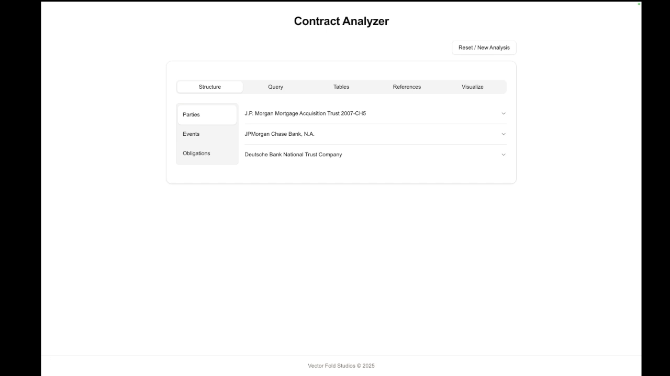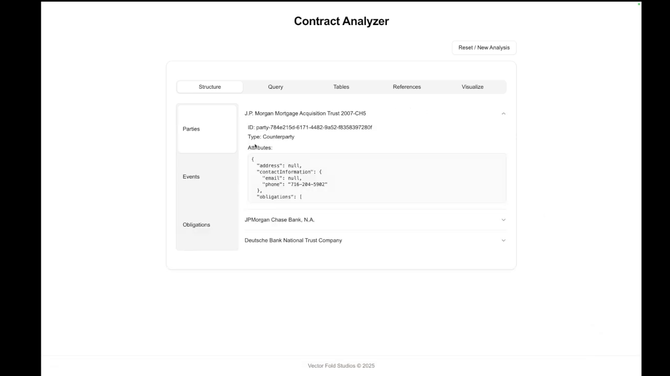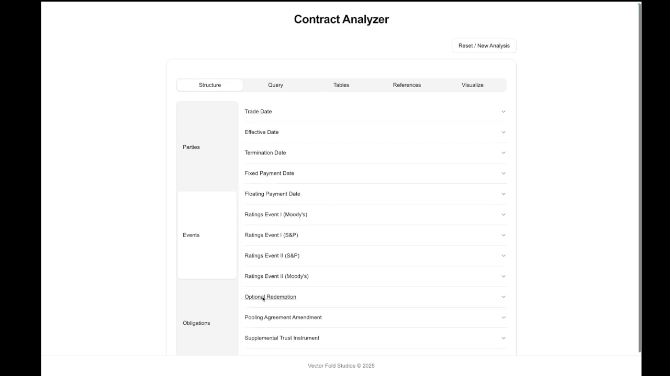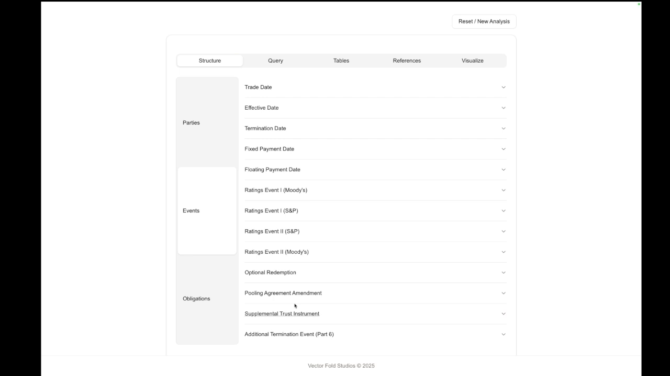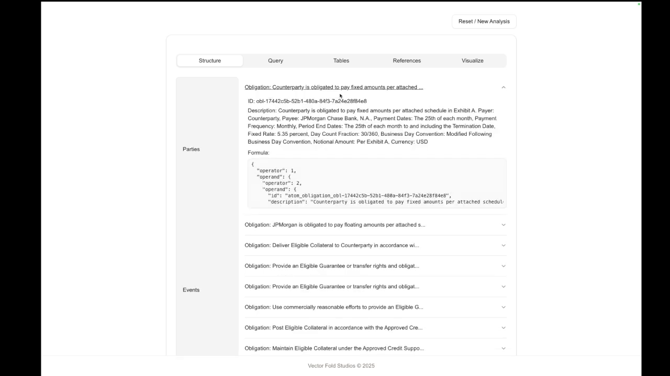And here you can see actually the parties involved, right? It names them in the type. From there, it's also pulled out obligations and events. So events are actual events that tie the parties to certain obligations. You have things from trade date, effective date, and so on and so forth, ratings events, supplemental, trust instrument, et cetera, et cetera. And obligations are more interesting because they show the exact details on what parties are obligated to do, as well as the intended details around it.